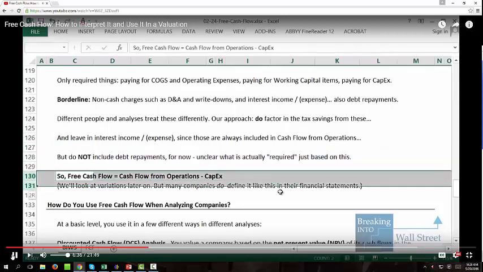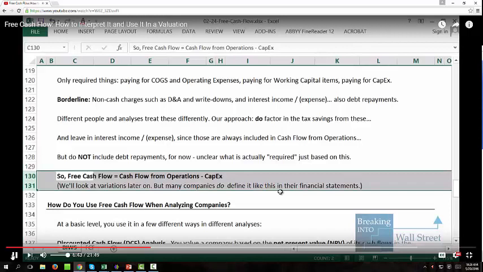So in our view, the best definition for free cash flow is cash flow from operations minus capital expenditures. There are many variations of this. In a DCF analysis, you will use different variations, and we'll look at that later on. But when analyzing a company on a standalone basis, this is a pretty good definition of what you're looking at. And a lot of companies do define it exactly like this on their financial statements.